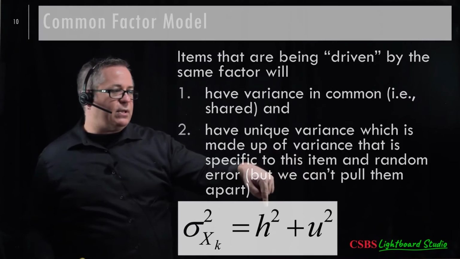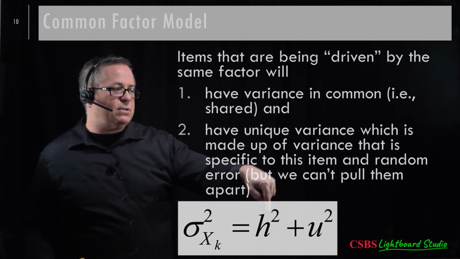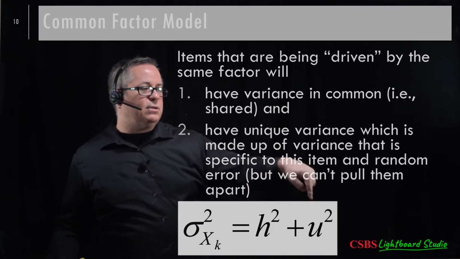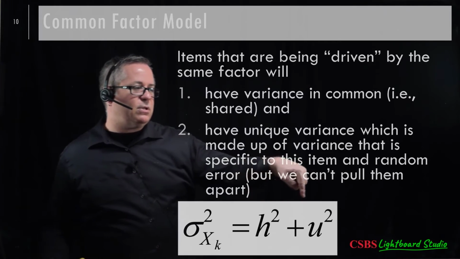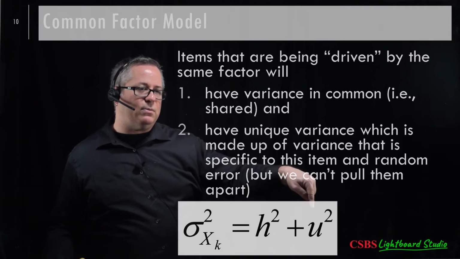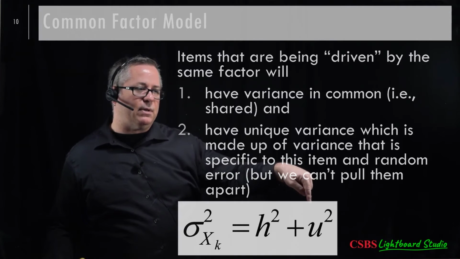So this is the part that an item shares with other items. This is the part that items don't share. This is the shared part. This is sort of the selfish part, right? The part that's like, nope, this is only my variance. I don't share this with anybody else, right?